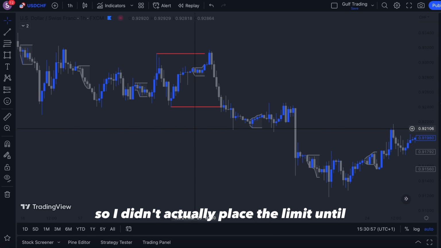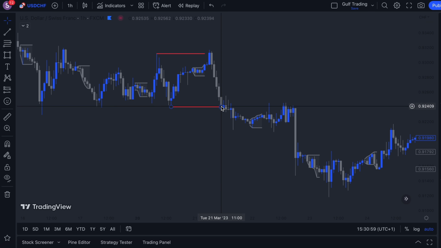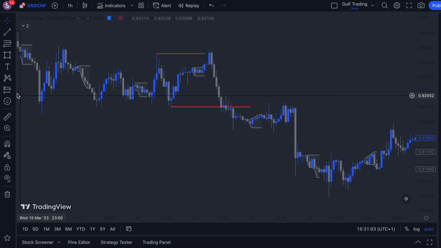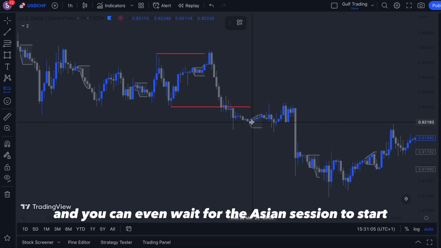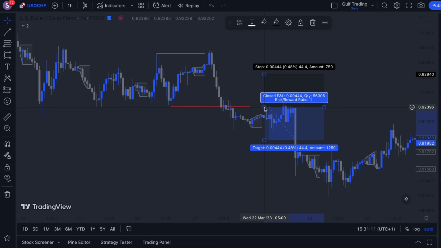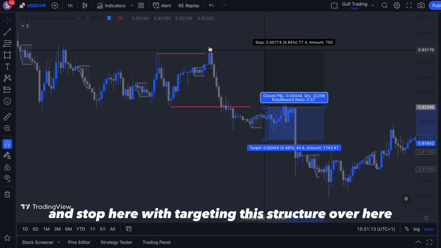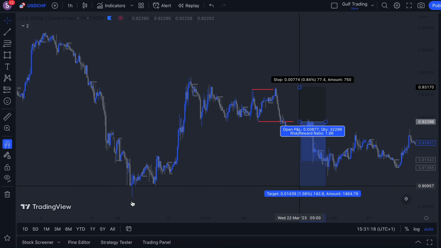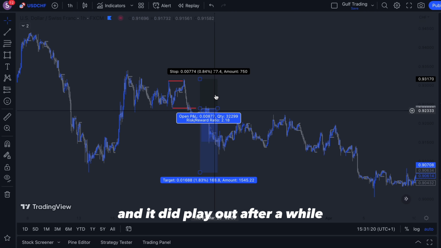So I didn't actually place the limit until we held below this point for a while. So at the end of the day, on the Tuesday, I didn't place my limits. And you can even wait for the Asian session to start, because then you see there's some Asian liquidity above the high. But place your limit there and stop here with targeting this structure over here. And it did play out after a while.